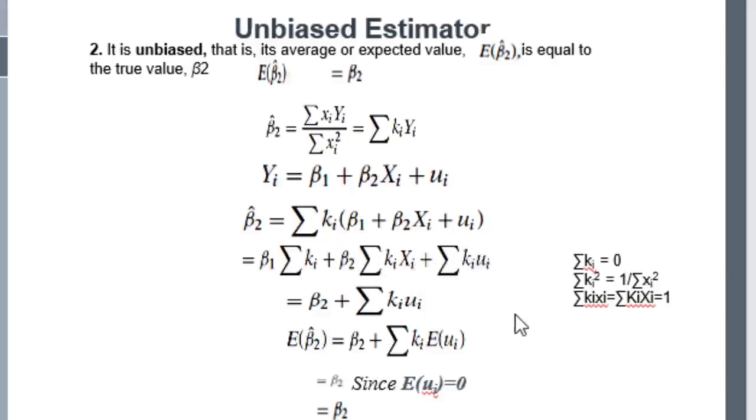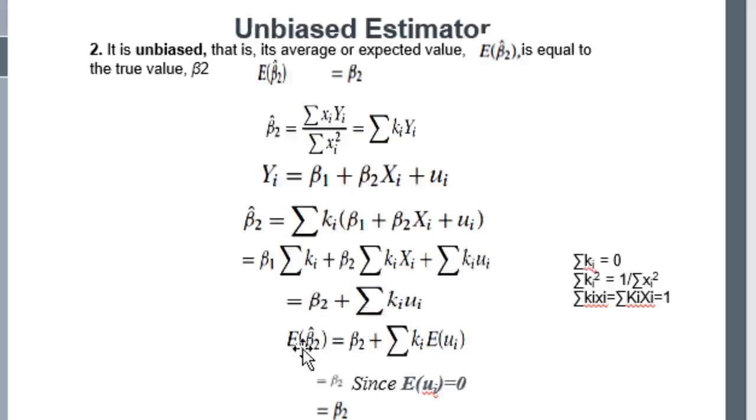Now we can apply some of the important properties of ki. Sigma ki we know is equal to 0, so beta 1 into 0 is 0. The second one is sigma ki xi, and we learned that sigma ki xi equal to 1, so this term will be beta 2 into 1, equal to beta 2. The third term we can write as such, that is sigma ki ui.